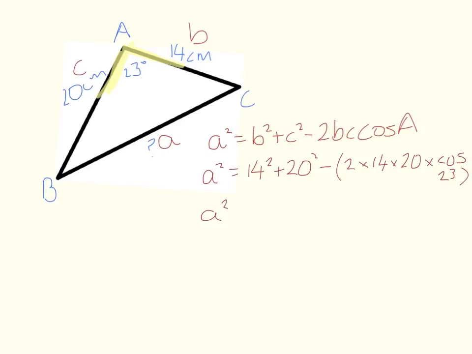So after doing it on a calculator, we find that A squared equals 80.5172. That is what the square of A is equal to. So to calculate the length of A, we need to take the square root of this value.